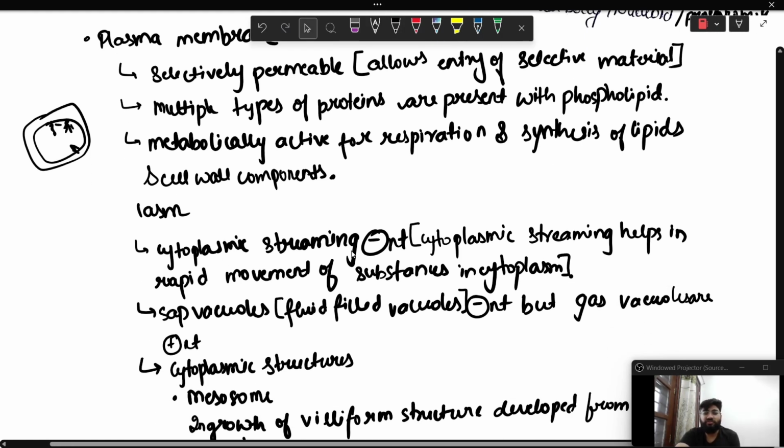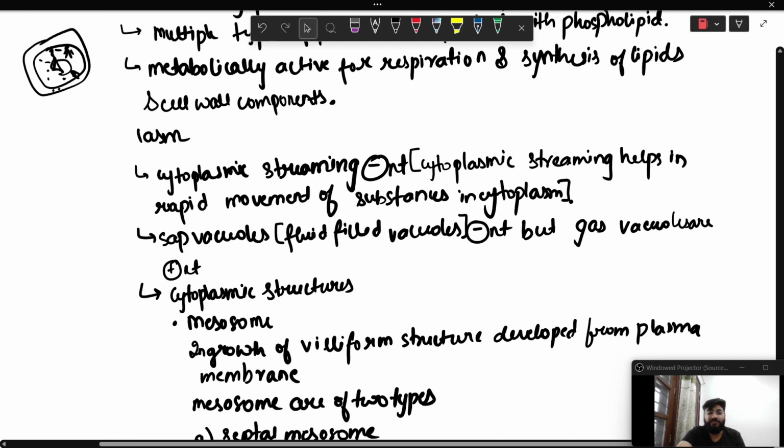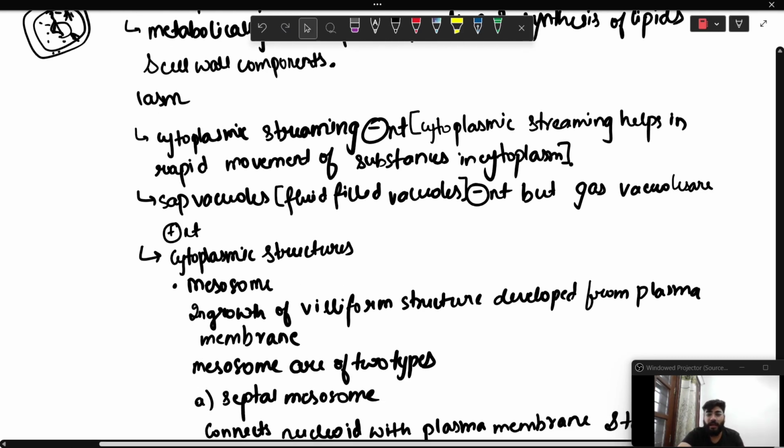Cytoplasmic streaming is absent in prokaryotes. What exactly is cytoplasmic streaming? Cytoplasmic streaming helps in rapid movement of substances in cytoplasm. When we have a bacteria, the cytoplasm inside it is not moving. It is stationary. But in eukaryotes, we see cytoplasmic streaming. The material keeps on moving and mixing, which helps in rapid movement of substances in eukaryotes, but in prokaryotes, it is absent. Sap vacuoles are absent, but gas vacuoles are present.